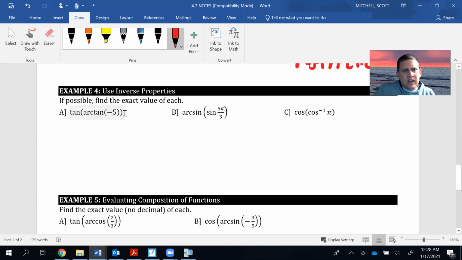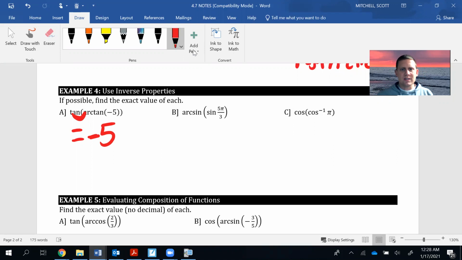So if you're finding the arctangent of a number and then taking the tangent of that, it really just ends up canceling out and becoming -5. These two are canceling each other out. It's like 5 steps forward, 5 steps back. So it's just -5. The same thing is really going to happen here, but I do need to be careful.